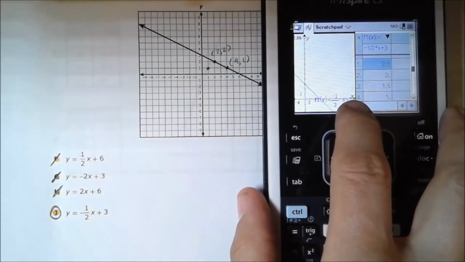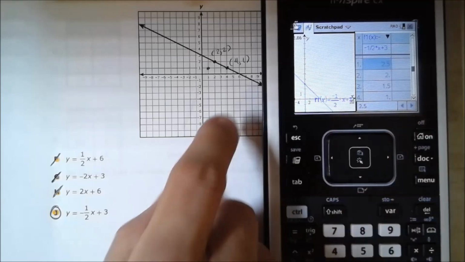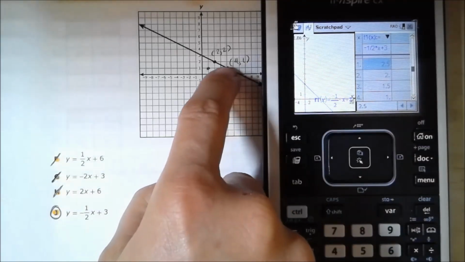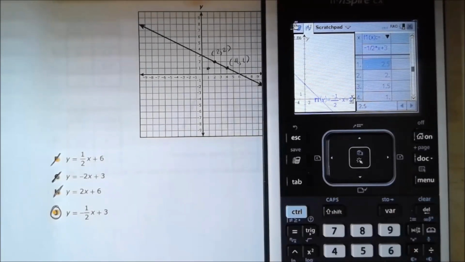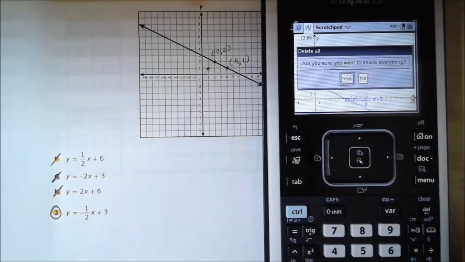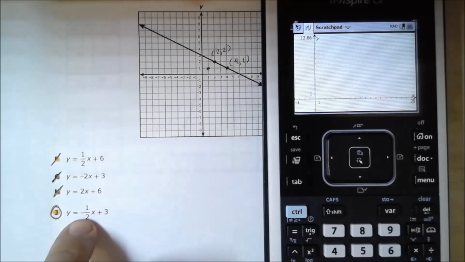If you look, when x is 4, y is 1. So when x is 4, y is 1. So therefore we know that it is the correct graph. I'm going to hit Control T to get out. Hit delete 3 times. Delete this graph. We know that J is the correct answer.